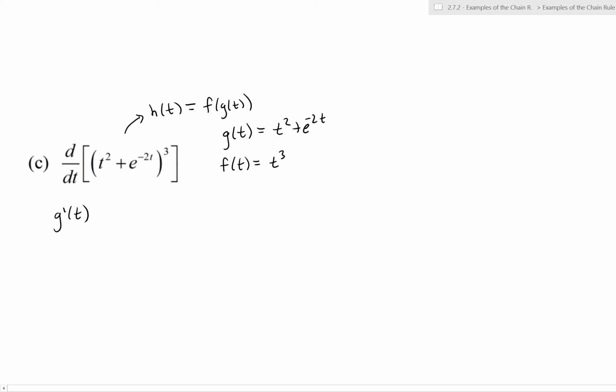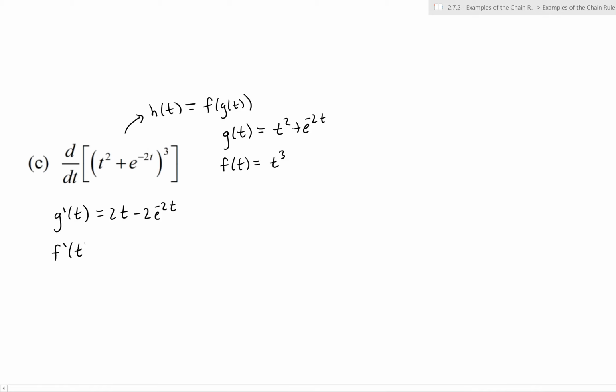So g prime of t here, differentiating g with respect to the input variable t, is 2t, and then minus 2e to the negative 2t. Right? It's the power rule and then the derivative of a power of the natural exponential function.